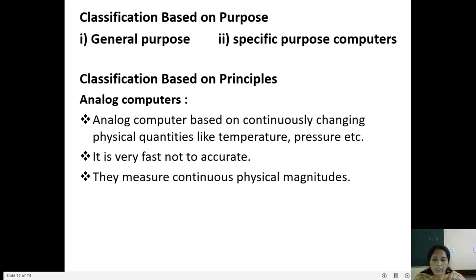And when you compare, it is not so very fast and not so accurate, and it is one which helps the user to measure continuously, based on only physical magnitude.